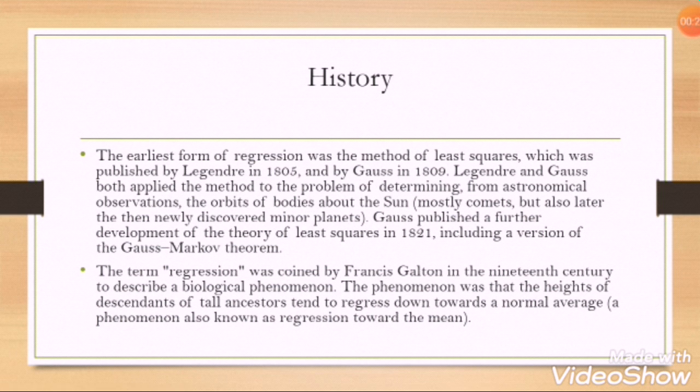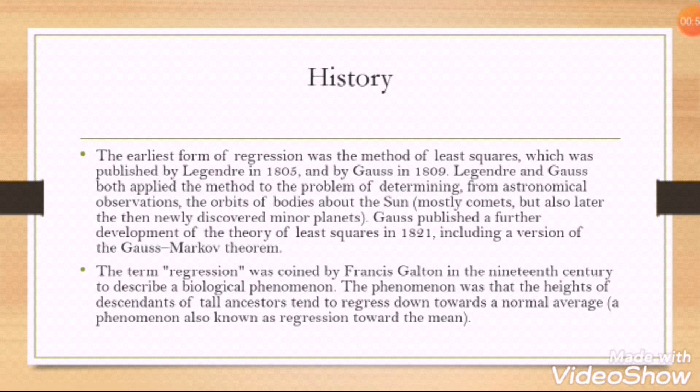History, point 1. The earliest form of regression was the method of least squares, which was published by Legendre. For example, Legendre polynomials are widely used in the determination of wave functions of electrons in orbits. Legendre published it in 1805 and Gauss in 1809.